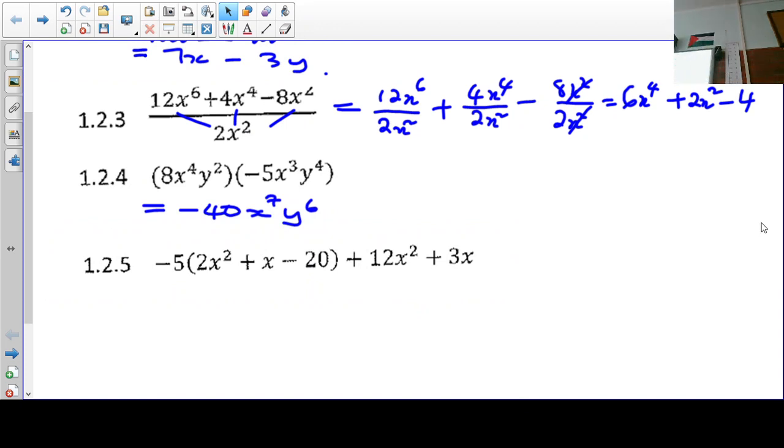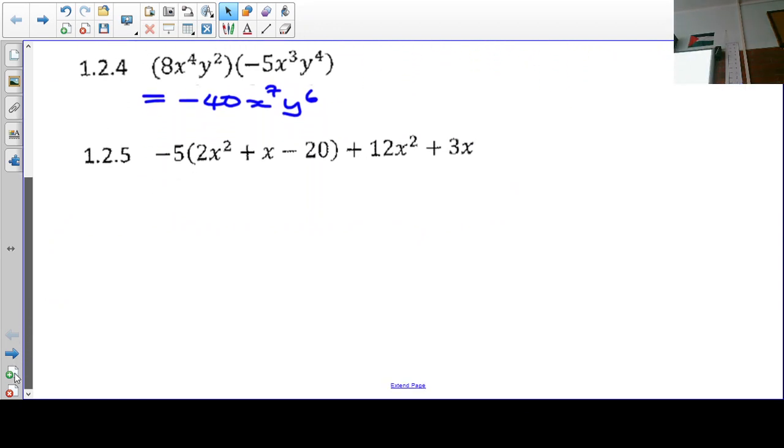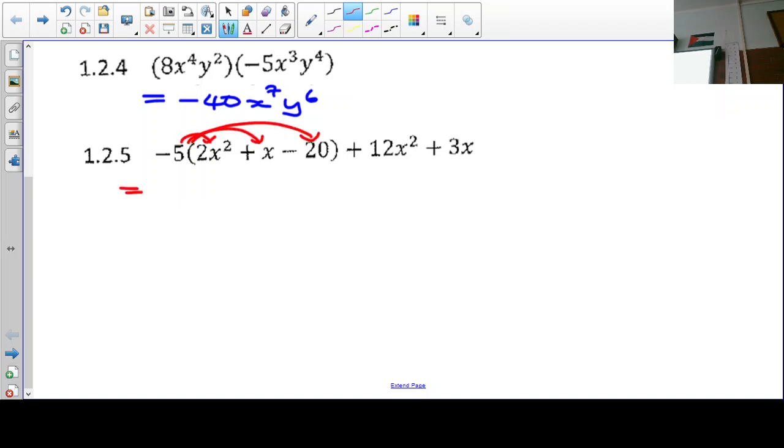In question 1.2.5, what do we need to do first? According to BODMAS, brackets. Get rid of the brackets and let's multiply out. So that's going to give you negative 10x squared. Negative 5 times x is negative 5x, negative 5 times negative 20 is plus 20, plus 12x squared plus 3x.